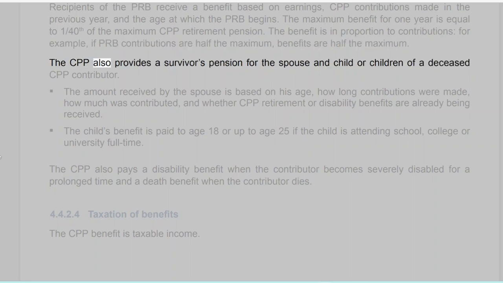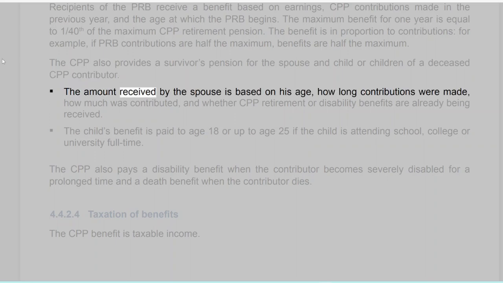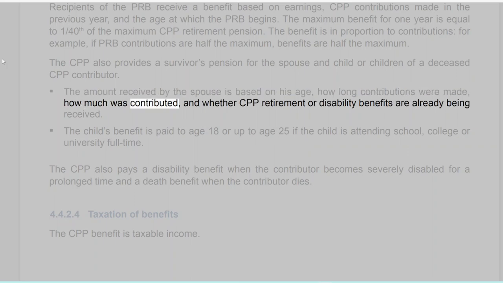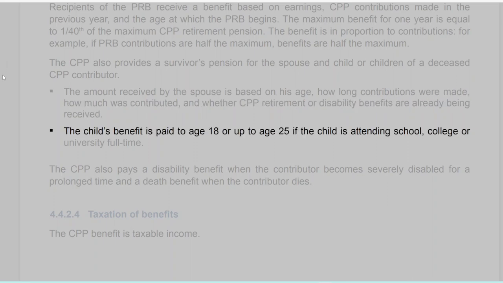The CPP also provides a survivor's pension for the spouse and child or children of a deceased CPP contributor. The amount received by the spouse is based on his age, how long contributions were made, how much was contributed, and whether CPP retirement or disability benefits are already being received. The child's benefit is paid to age 18 or up to age 25 if the child is attending school, college or university full-time.